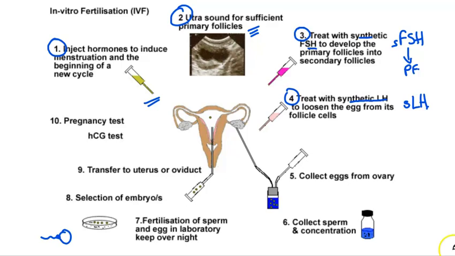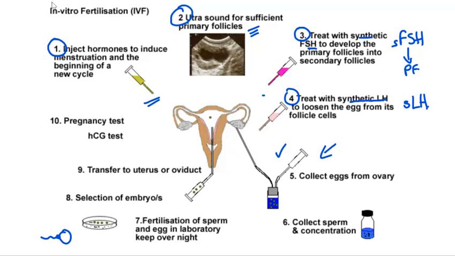As you can see in my illustration here, for the collection of eggs, I'm actually illustrating a form which is known as laparoscopy, which involved an abdominal approach. But today there's a less invasive technique known, as I said, as transvaginal ultrasound aspiration. So a much less invasive technique than the one that I'm showing in my illustration here.